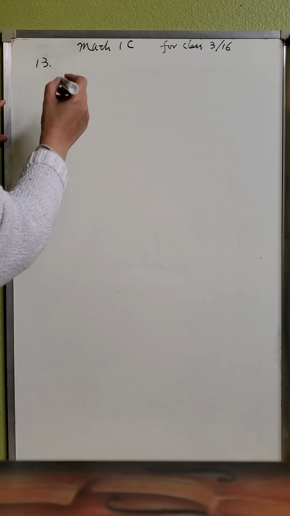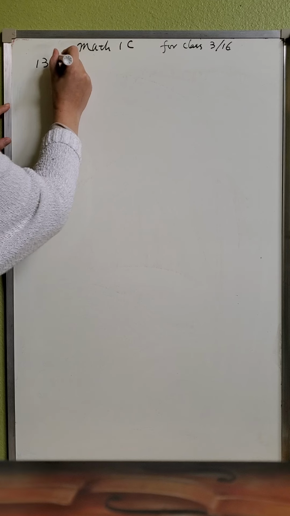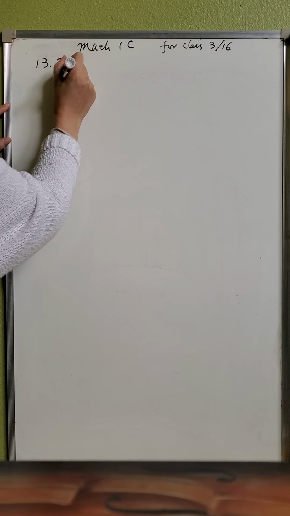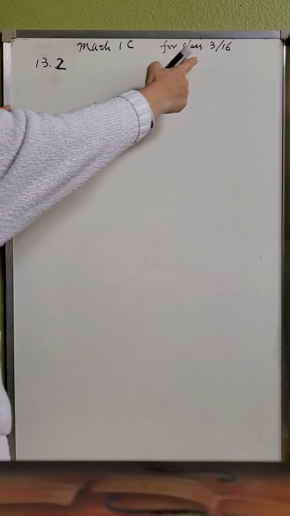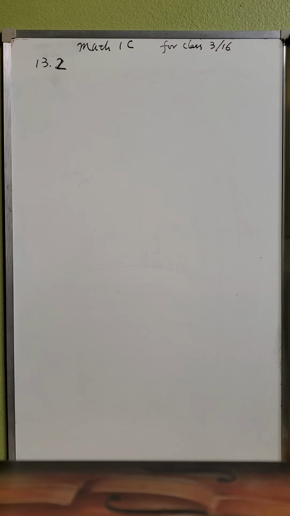And I'm going to do lesson number 2, which is 13.2. We're going to learn how to, this is still for the class for March 16. This lesson is about how to find the limit and discuss the continuity. So this is basically 1A material, but it's for multi-variable calculus. So it's for 2 variables, but the idea is still the same.